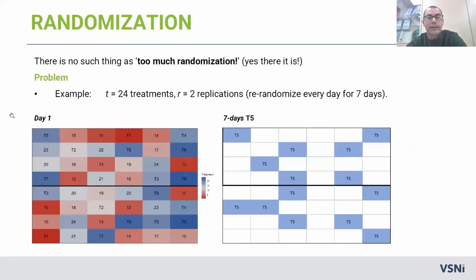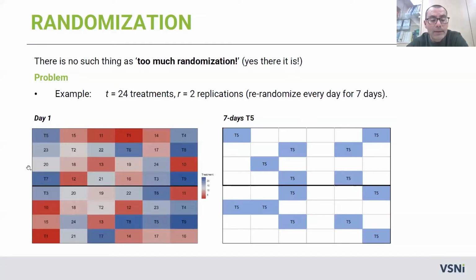Now, the other case is that there is such a thing as too much randomization. So this is another case that is very typical, where the randomization is done several times. And in this particular example, I have an experiment. Imagine you have this in a greenhouse where you have two replications of each of the treatments, rep 1 here and rep 1 there. And you did your randomization. So I have my treatment 5 somewhere, treatment 5 here.